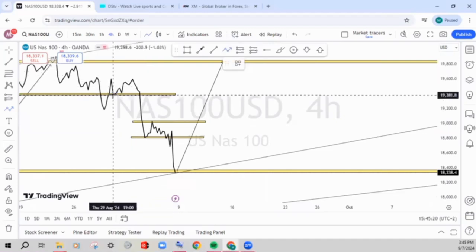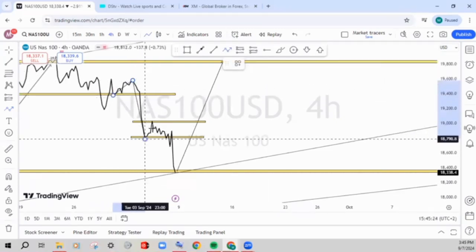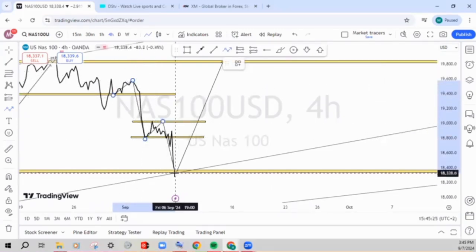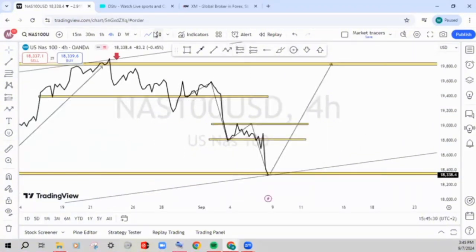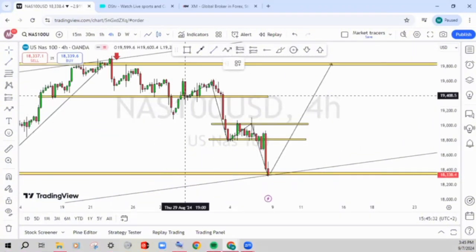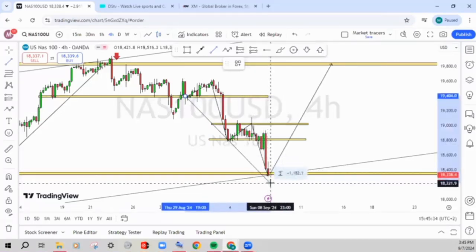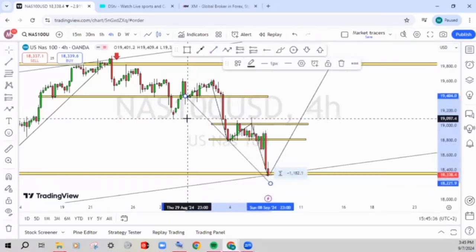Okay, so then we will also look, okay, from here you can see the market made a breakout right at this level, made a retest until it came back again and made a breakout and moved to the downside.